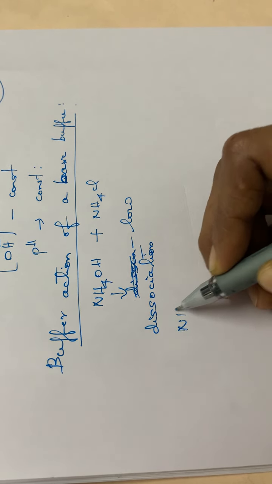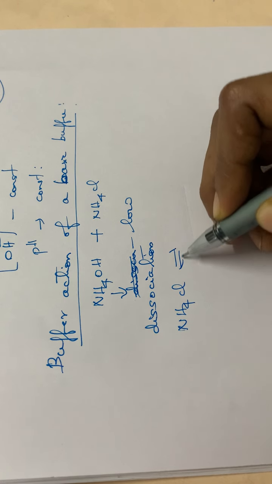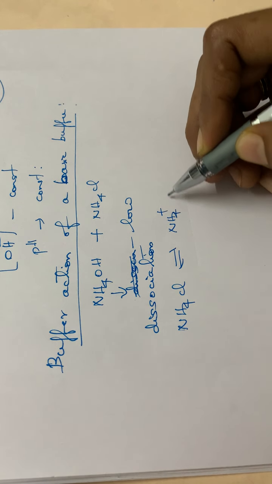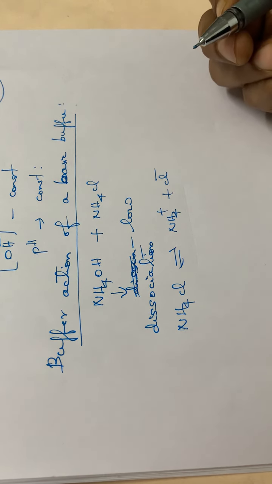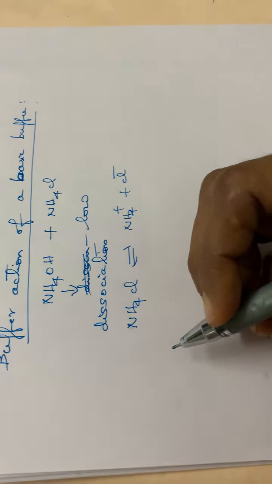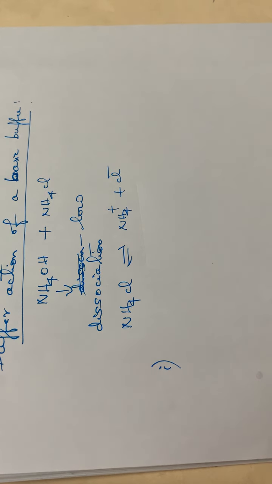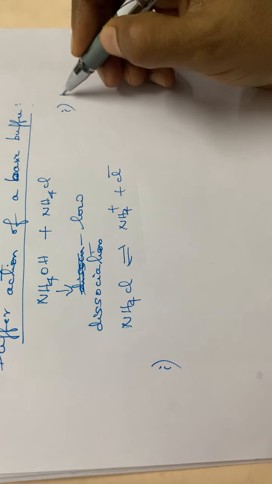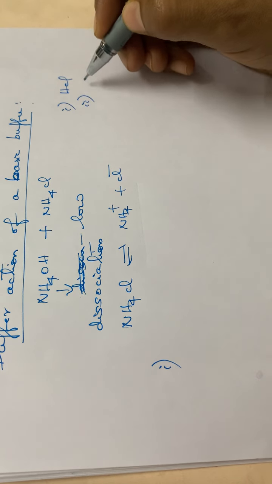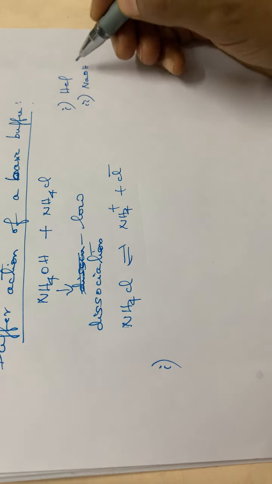Again, the case of ammonium chloride, it will be ionizing as NH4 plus and Cl minus. Okay, so to this buffer solution we are adding in two cases. We are adding HCl, and again we are adding NaOH. Okay, two cases are there.